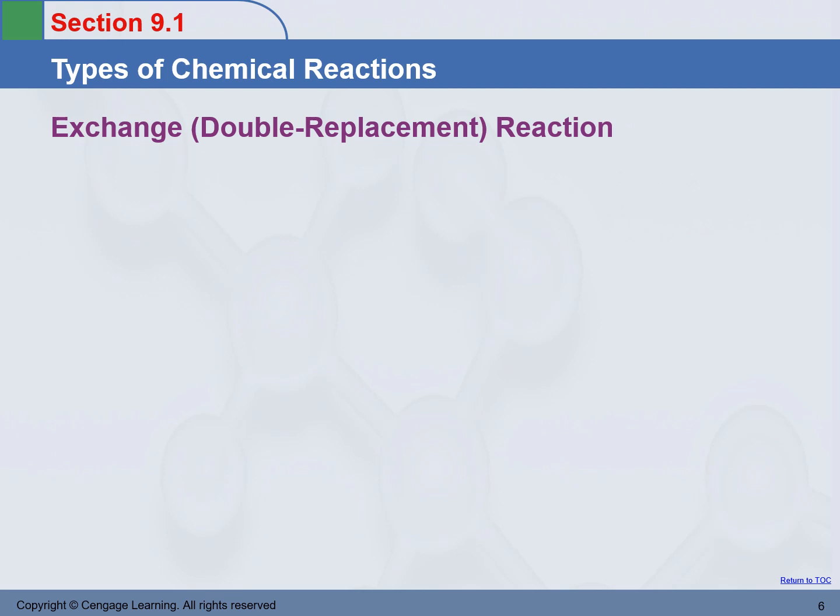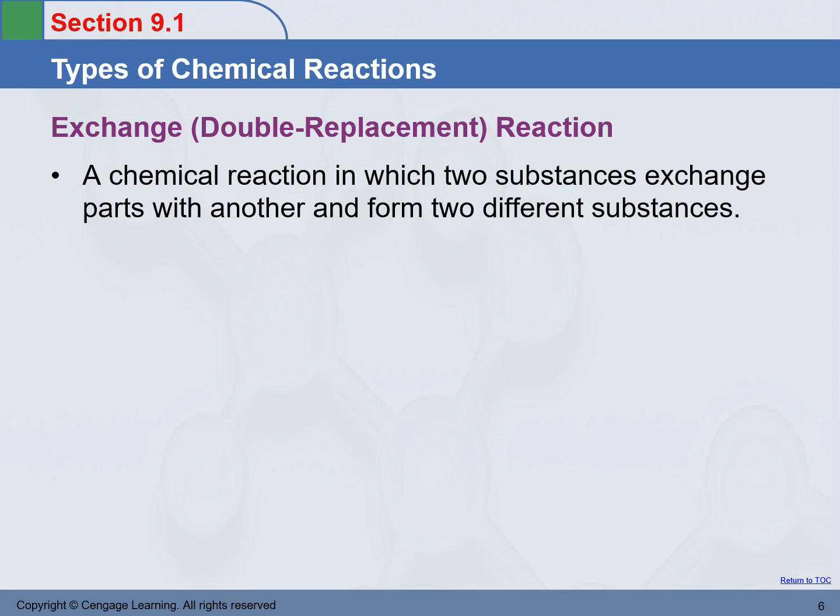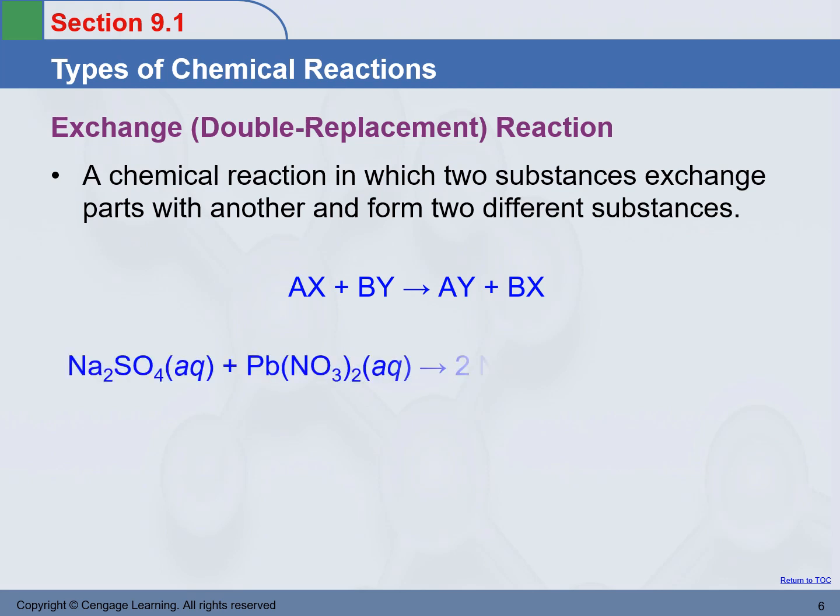Exchange reaction, also called double replacement reaction, is a chemical reaction in which 2 substances exchange parts with one another and form 2 different substances. A generic representation: AX reacts with BY. They exchange partners. In the product, A combines with Y, B combines with X. So it produces AY and BX. An example? Oh, wait a minute.